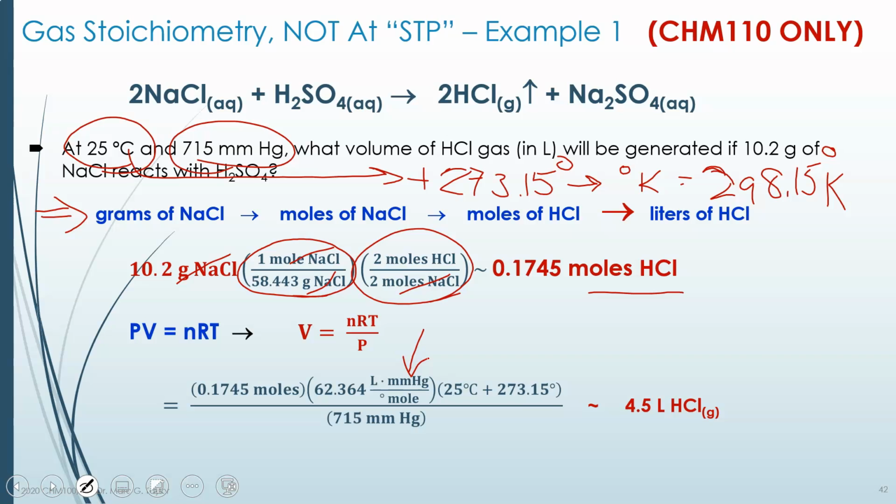And you'll see I built in the calculation to calculate degrees Kelvin here. We could just replace that with 298.15 degrees Kelvin. And then you do your calculation, and we find our final answer is 4.5 liters of HCl. And you'll notice we rounded it to two significant figures. That's because our 25 degrees is only in 2 sig figs, and that will limit how many significant figures will be in the final answer.